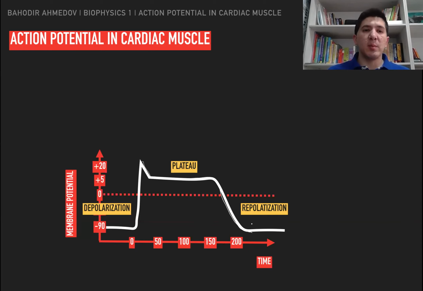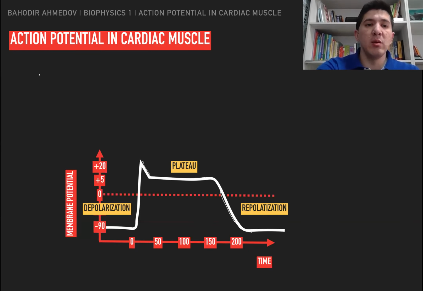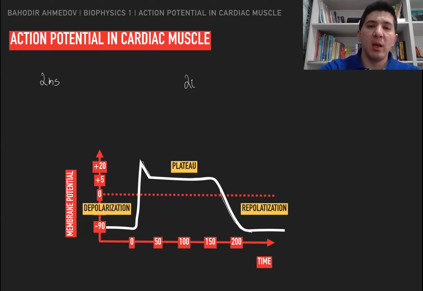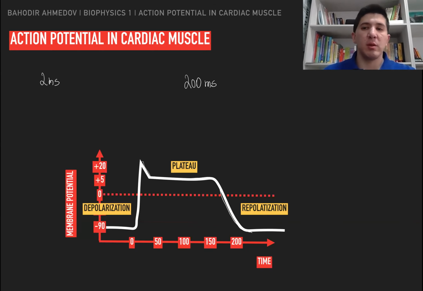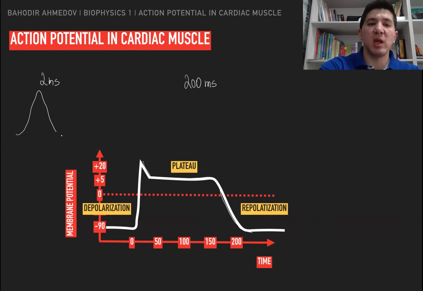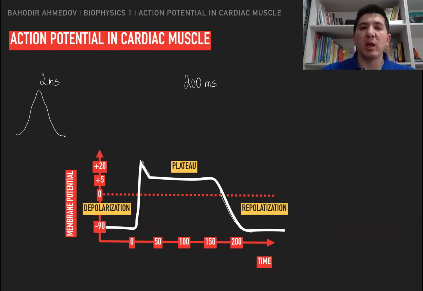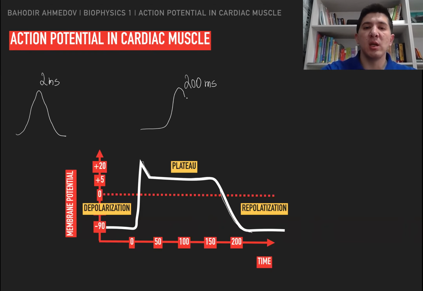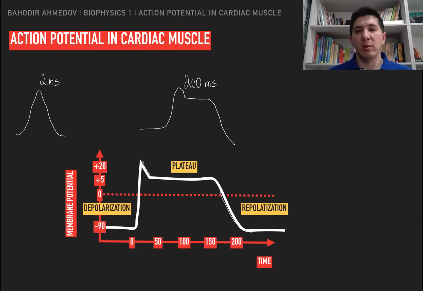So you can see that the action potential principles are more or less the same for all types of cells, but they have some special characteristics. For example, action potentials in neurons usually happen in only 2 milliseconds, right? While action potentials in the cardiac muscle last 200 milliseconds. So they are much longer, right? And for the action potential in the neuron, we usually have depolarization and repolarization. While for the cardiac muscles, we have depolarization, then plateau, then repolarization.